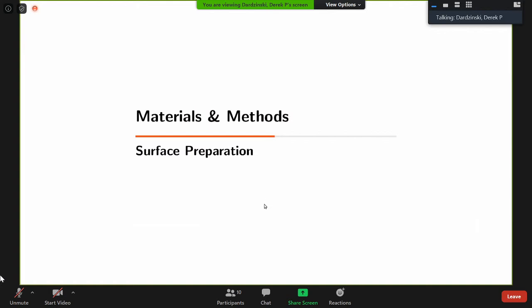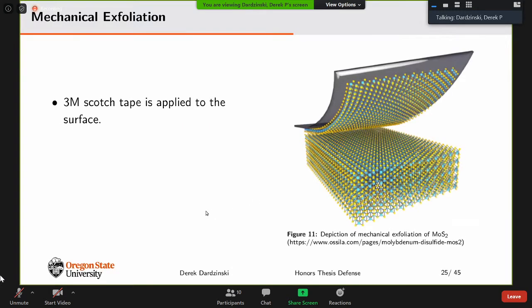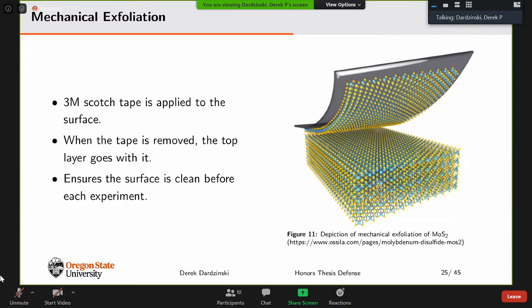And then for our surface preparation, we started off with mechanical exfoliation, and we used 3M Scotch tape, which we essentially just stuck to the surface. And due to those weak van der Waals forces between the layers of the material, when you peel the tape off, it also removes the top layer of the material. And so that gives us a clean surface before we start each experiment. So we would exfoliate outside of the system and then immediately put it into the ultra high vacuum load lock chamber.